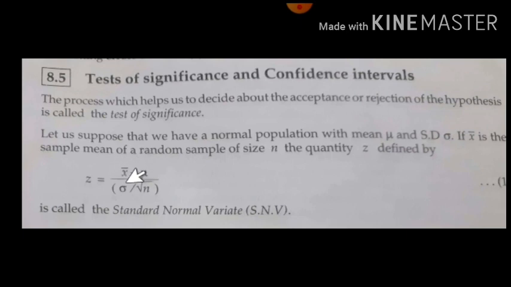X bar is the mean of the sample. These are the notations we use throughout in this model. X bar stands for what? Mean of the sample. And small letter n stands for the sample size. Correct? It is called the sample size, small letter n. Capital N is the size of the population.